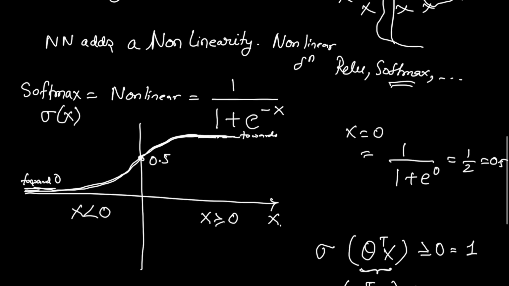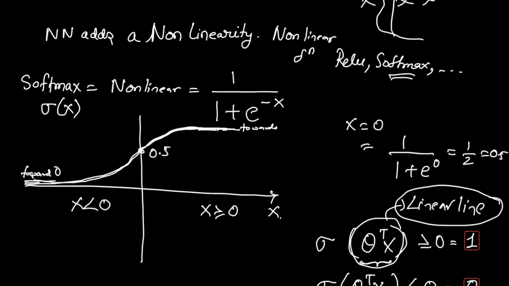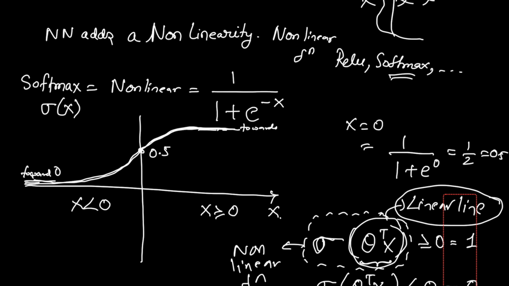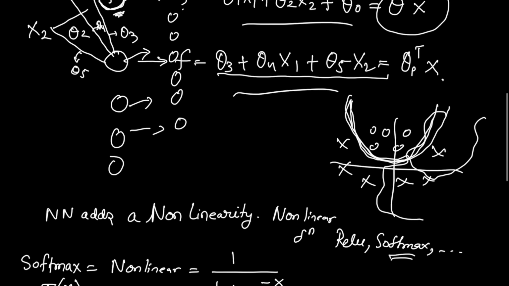Now if you see here, theta transpose x will give you an output of a linear line. On top of this linear line, we pass this to another non-linear function, sigma. As a result, this whole thing becomes a non-linear function. In simple terms, if we pass a linear line through this non-linearity, that line would start to bend because there is now non-linearity present in it. So that's how the neural network works.